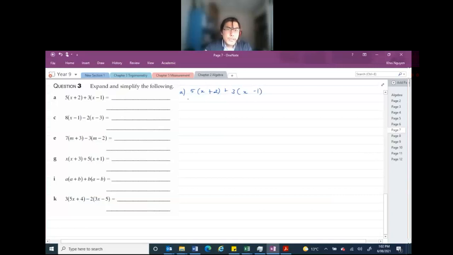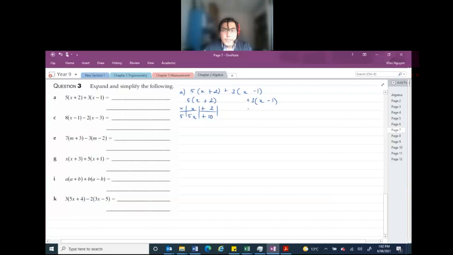Okay, so the first brackets, we've got 5 times x plus 2. And the second brackets, we've got plus 3 times x minus 1. Okay, so expand them separately. So we've got 5 on the outside here, and x plus 2 on the inside. Do the same thing as we've been doing. 5 times x is 5x. 5 times plus 2, that's going to be plus 10.